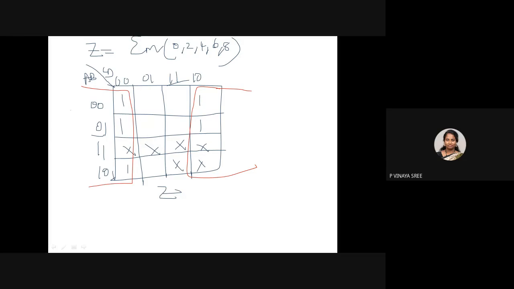If you group 8, all these variables will be cancelled. And among these, which one is common? D is common, so D complement. Finally, D complement is your answer. Z equals to D complement is your answer. Okay. Now let me go for the logic diagram.